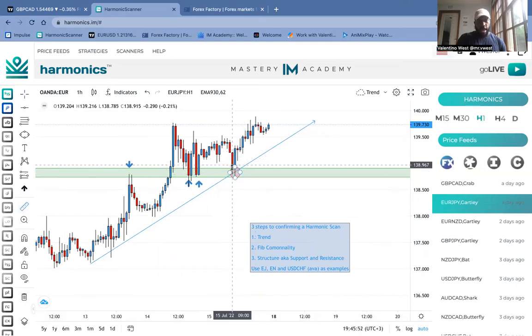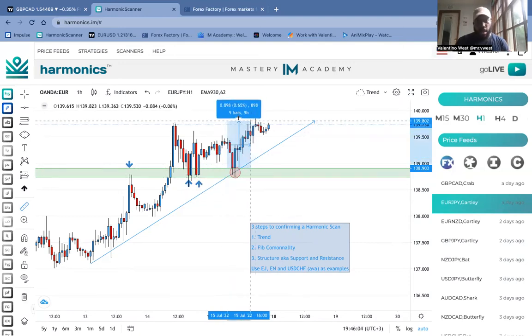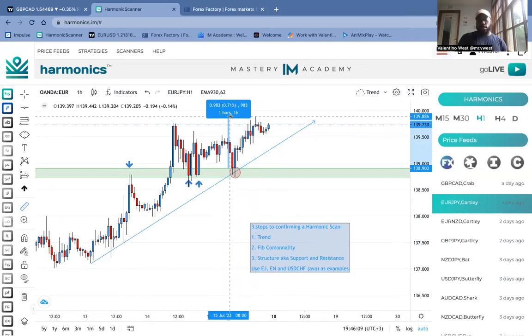So as the market was moving into this area, you could have bought anywhere in this area. If you would have bought right up here, you would have gotten a drawdown maybe 17 pips, but then the market went up for 99 pips, nearly 100 pips.